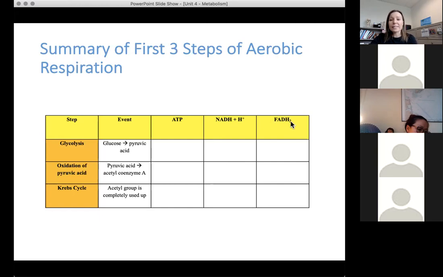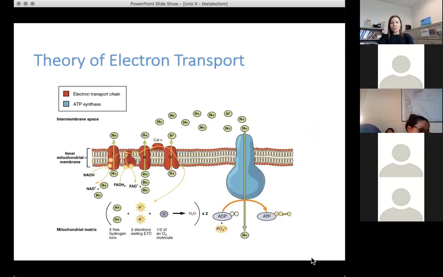For the FADH2, that was not involved in the first 2 steps. So you didn't make any during those first steps, but then during the Krebs cycle, you made 2. So all of those reduced coenzymes that you made during those first 3 steps are now going to enter the last step, which is called the electron transport chain.